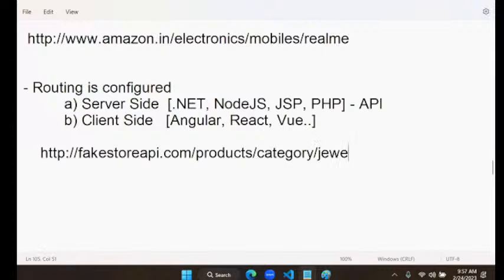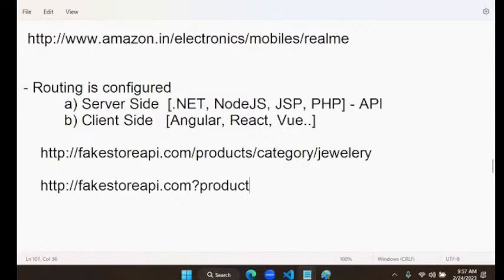http://fakestoreapi.com/products/category/ that is routing, right? If it is not routing, it should be like this: http://products?category=jewelry, like this. Now it is using routing, so it is more clean.